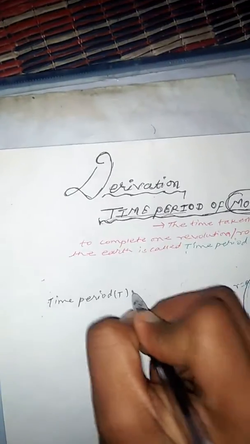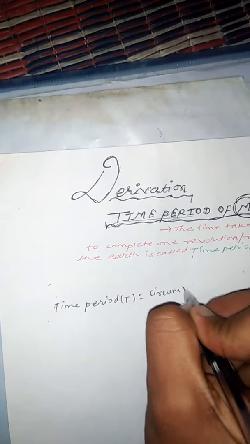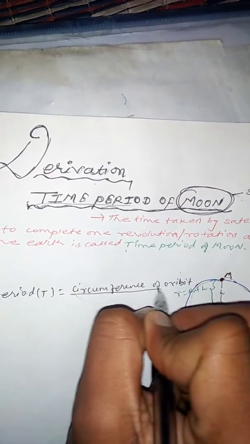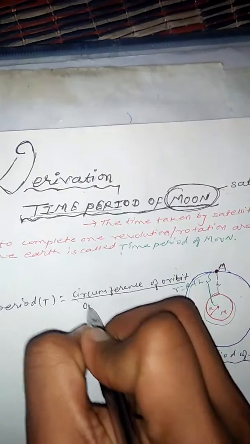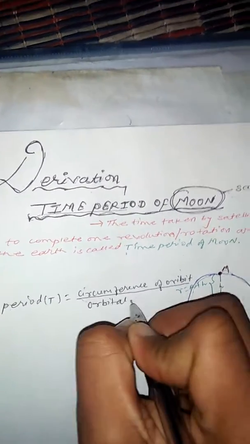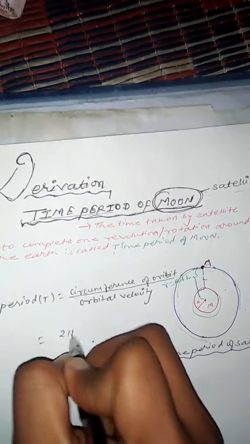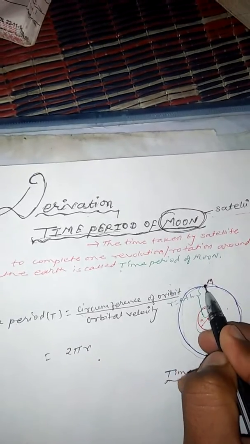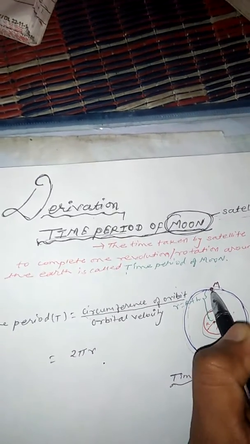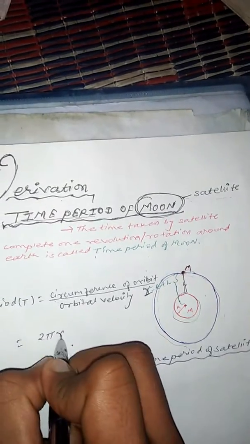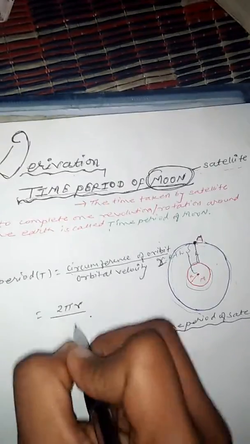Time period T is equal to the circumference of the orbit divided by the orbital velocity. Circumference of the orbit means 2 pi r. This is the radius from this point to this point, and the r is given by r plus h.